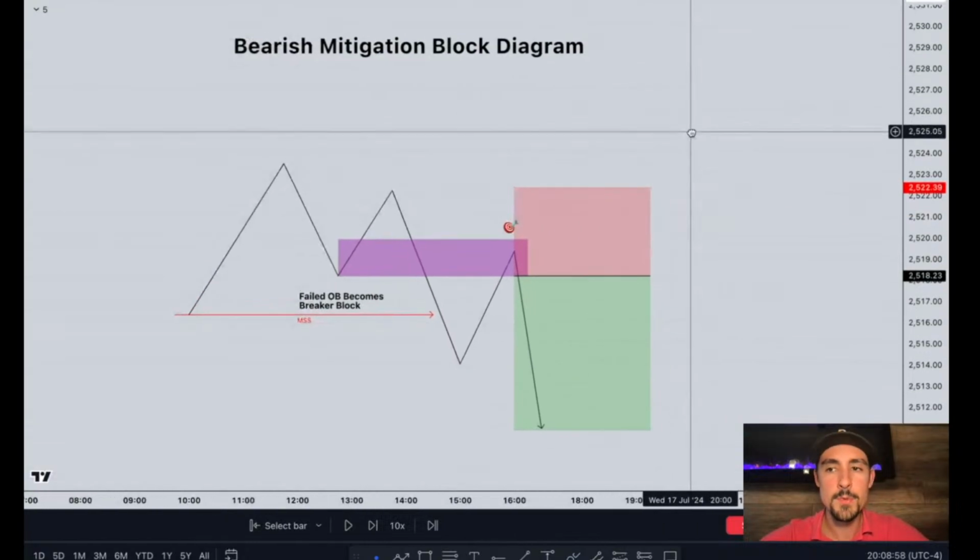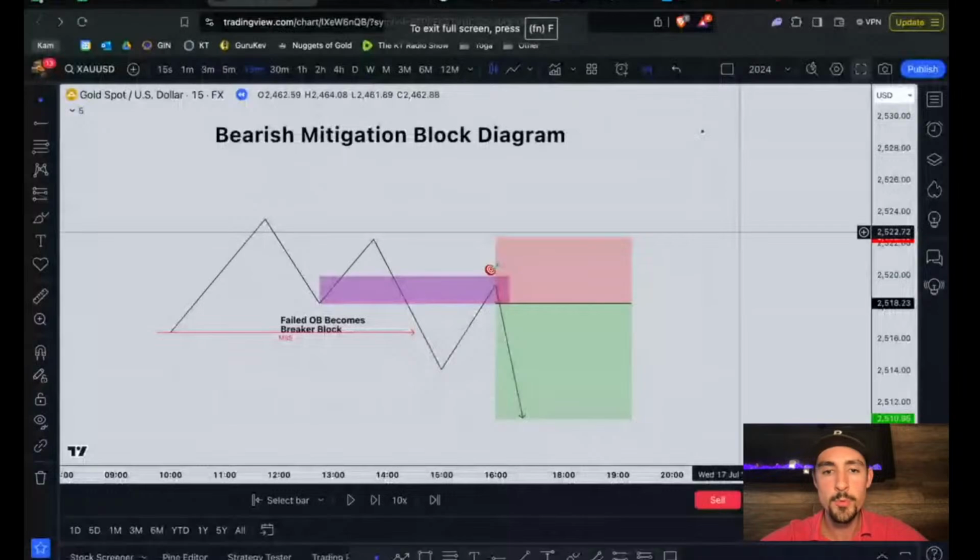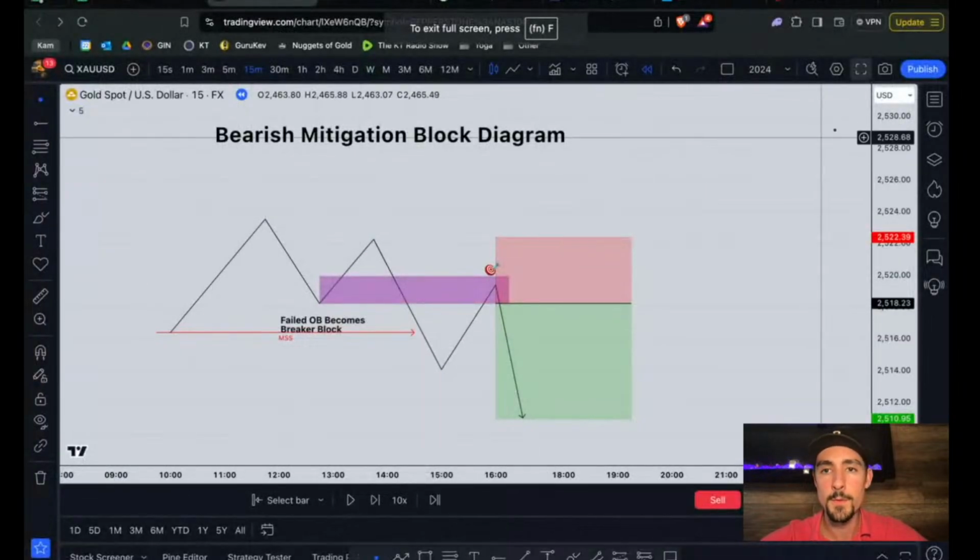It might take a couple more examples, and maybe we'll take a look at some other ones on Wednesday as price continues to play out and develop for this week. But let's jump back over to the stream here.